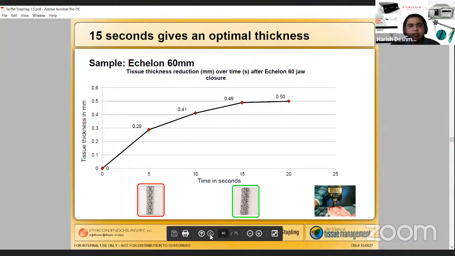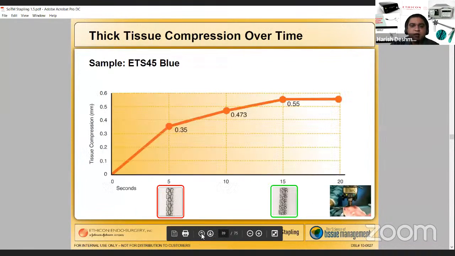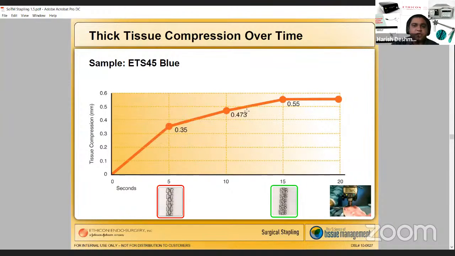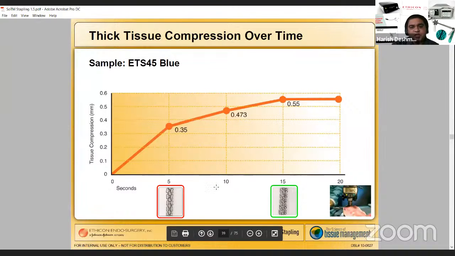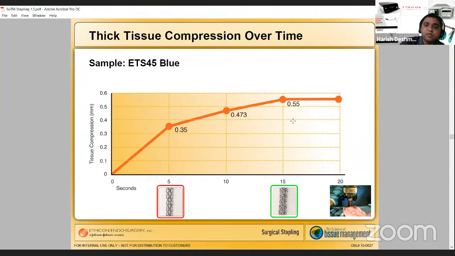This is a comparison study. When you have given a compression, what is the difference with time? Up to 5 seconds it gives 0.35 mm on average. In 10 seconds it gives 0.4 mm. In 15 seconds it gives 0.5 mm of additional closed staple compression for the tissue. But after 15 seconds it stays at the same line, so there is no additional compression.